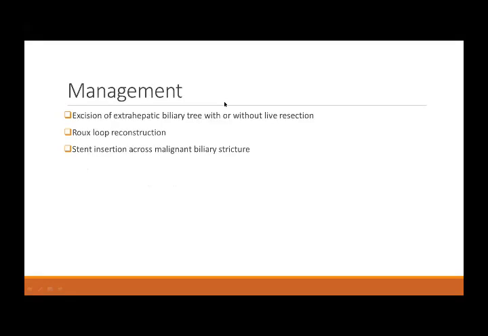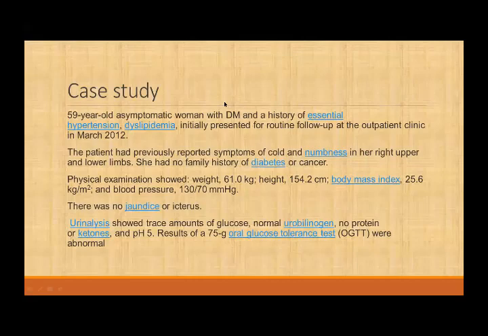So you excise the extrahepatic biliary tree, with or without resection of the liver. Stent insertion into the malignant biliary strictures increases the bile flow and decompresses the biliary tree, and as a consequence, the obstructive jaundice can be relieved. So, let's go through a case study.